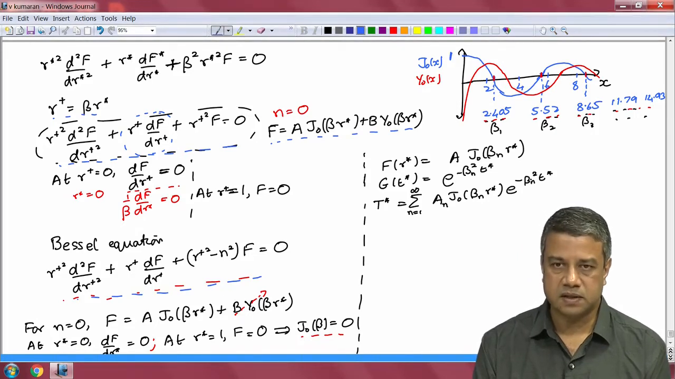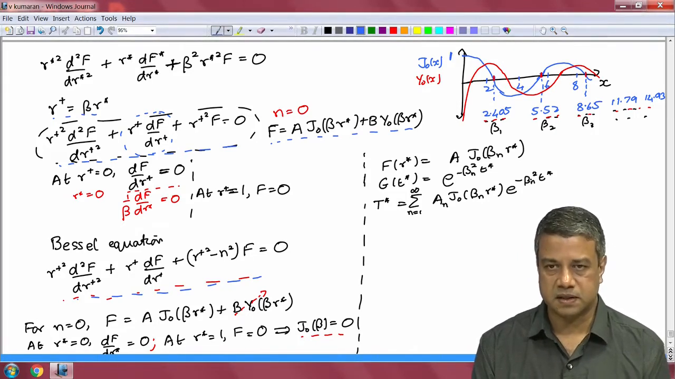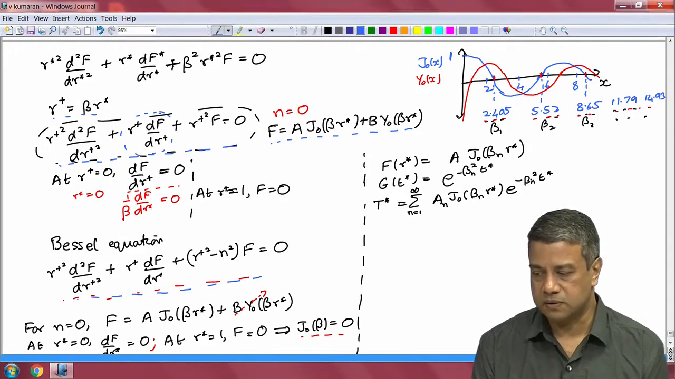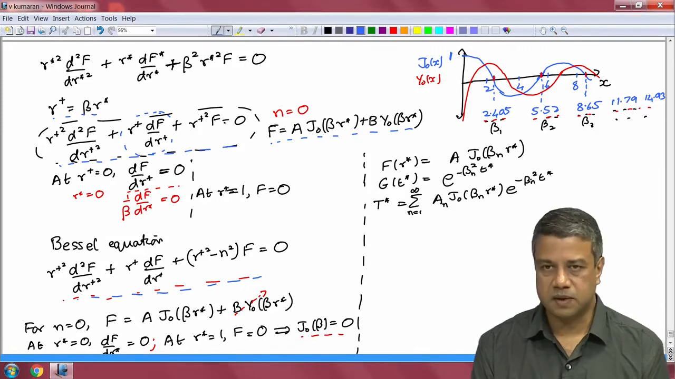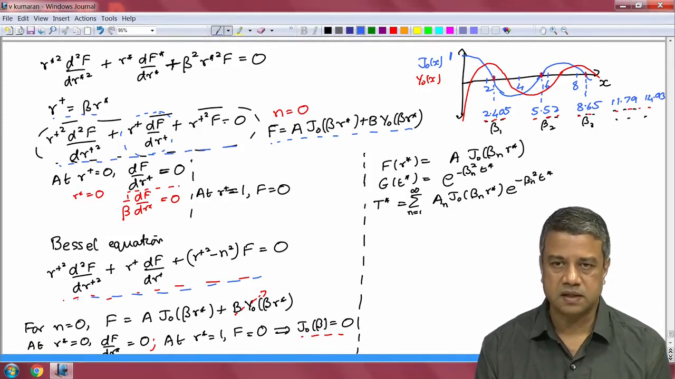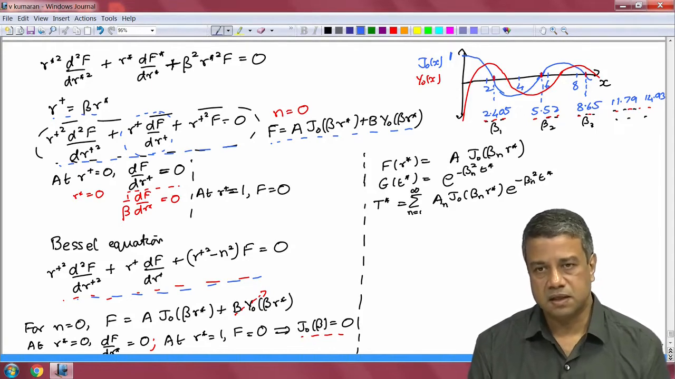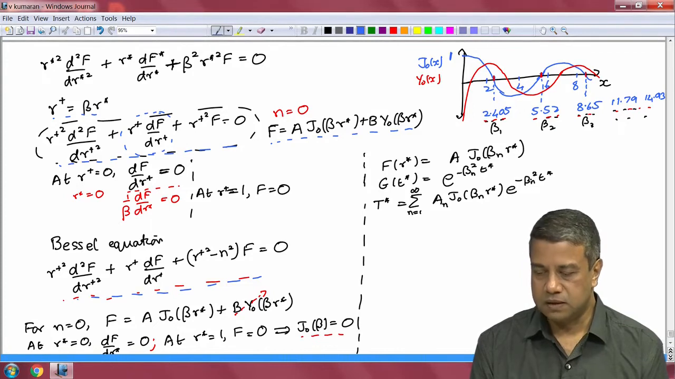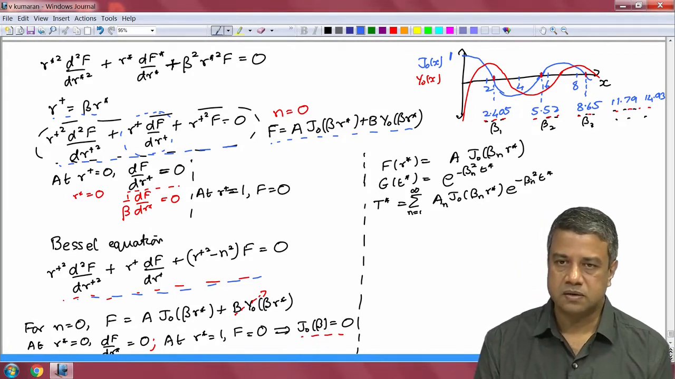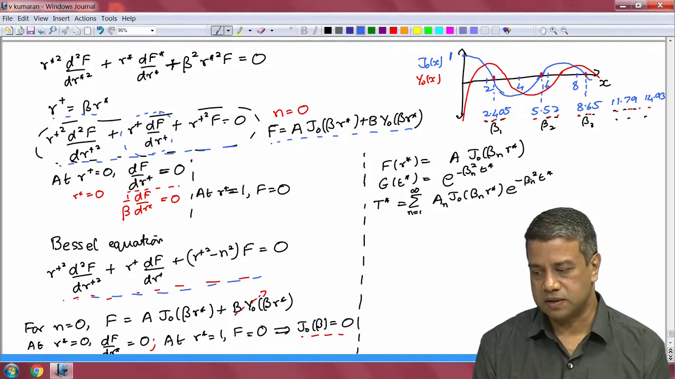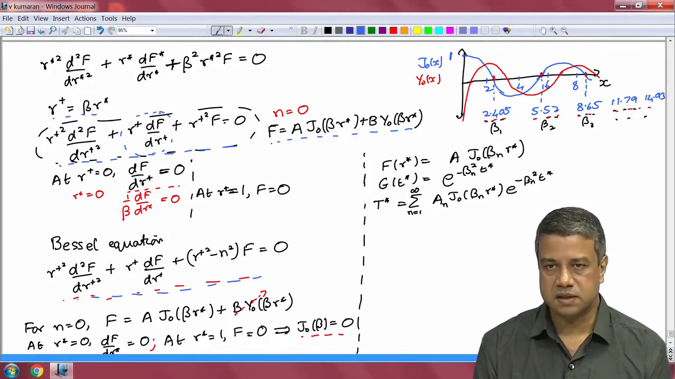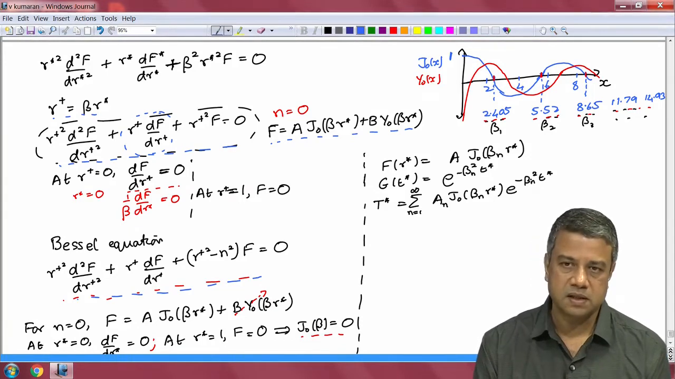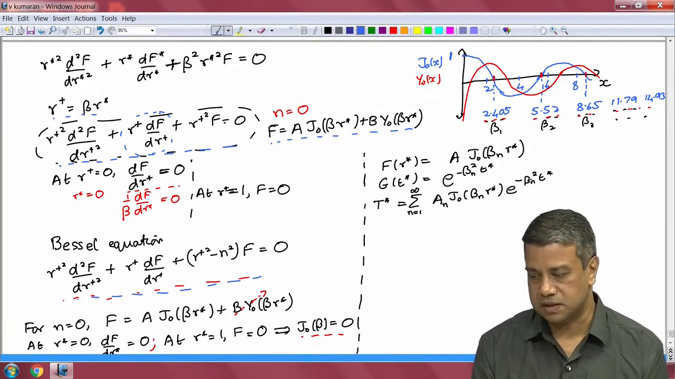Each of these passes through 0 multiple times as x increases. J0 has 0 slope at x is equal to 0, and then it oscillates multiple times. The amplitude of the oscillation decreases as x increases. The spacing between successive 0 crossings increases. Y0 in contrast goes to minus infinity as x goes to 0. It also has oscillations. It crosses 0 multiple times, and the amplitude decreases and the spacing increases as x increases.